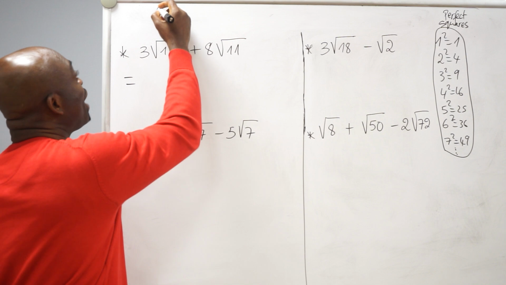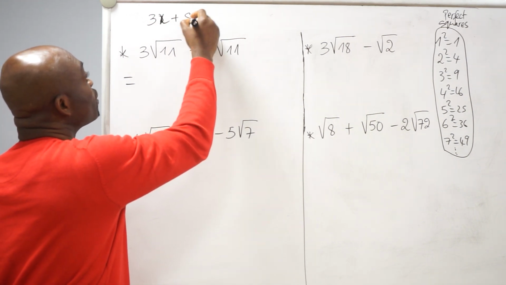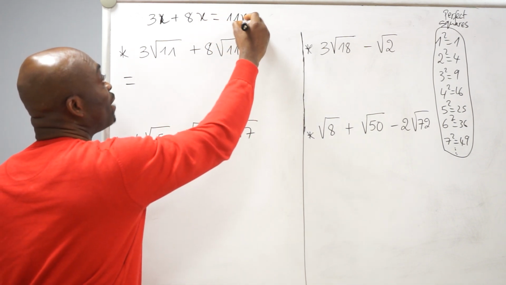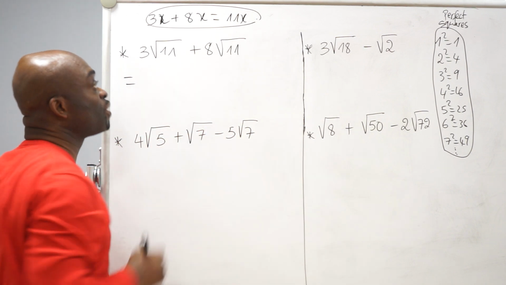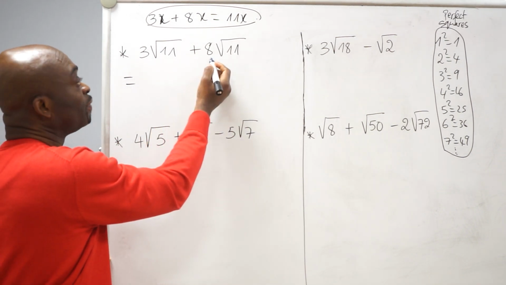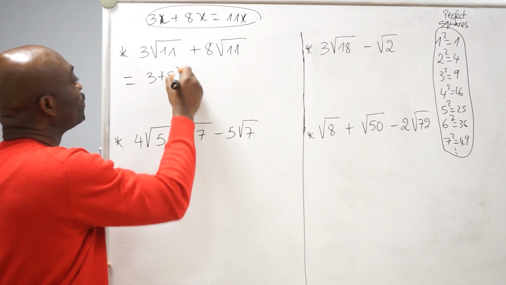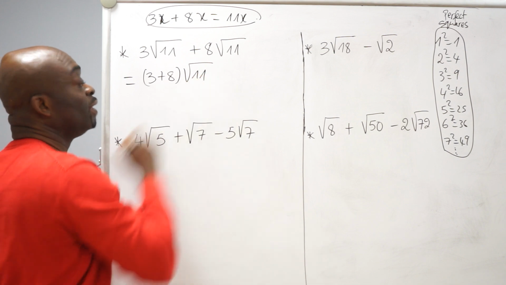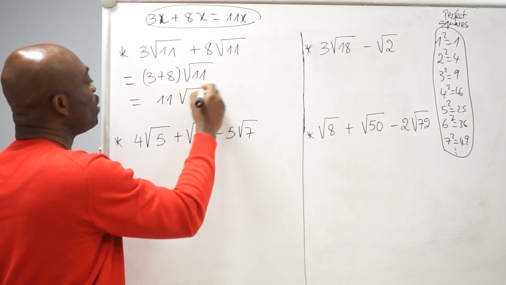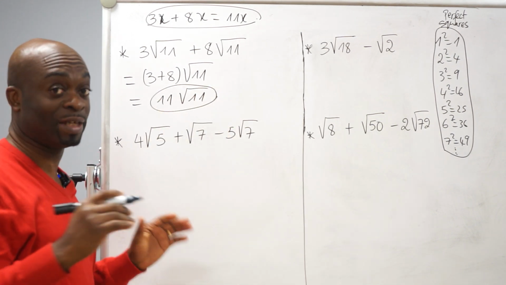So let's say we had 3x plus 8x to combine. We already know how to do that. It's 11x, right? So this is our answer. The same thing is going to happen here. This one is going to be 3 plus 8, so it's like you're doing 3 plus 8. And that will give you 11 square root of 11. You cannot go further than that, and this is your final answer.